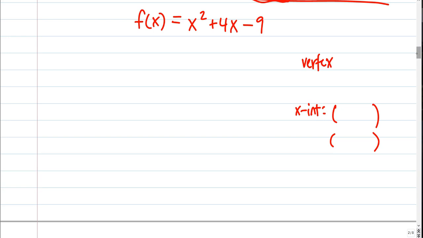What if I have x squared plus 4x minus 9? Well, we could find the vertex if this were in vertex form. Step 1, we'd move the c.